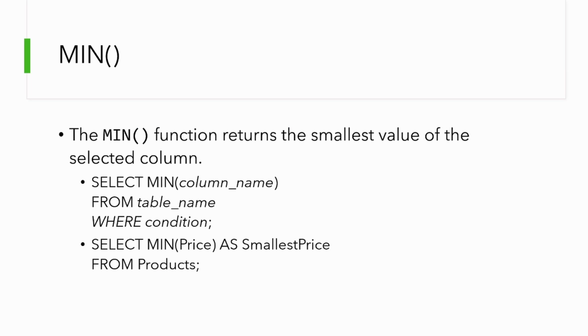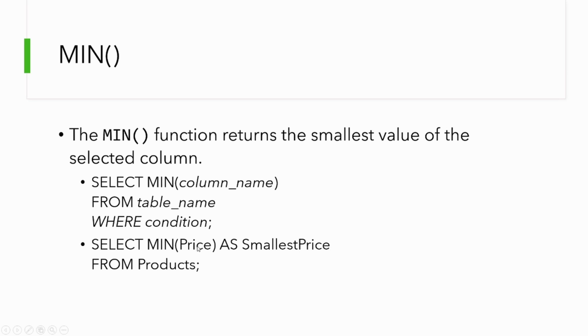We'll start off with min. The min function returns the smallest value, like the word min, which is short for minimum. Let's say you give a column name inside the brackets, you would get the minimum out of that. You may give a condition also, that's up to you. When you say select min of column name from table, you can also give the min of price a name for it. You use the as keyword, that's what they have done here.